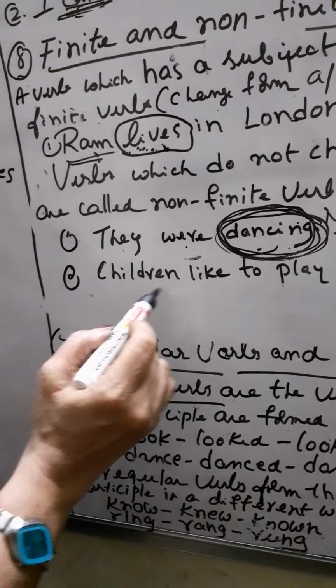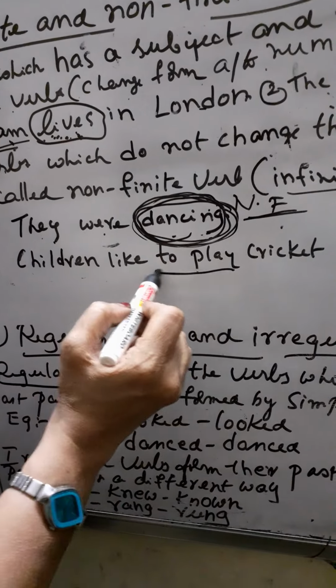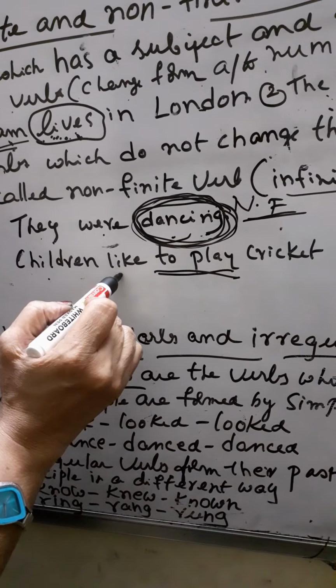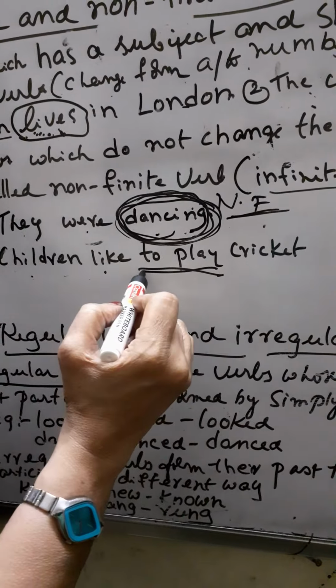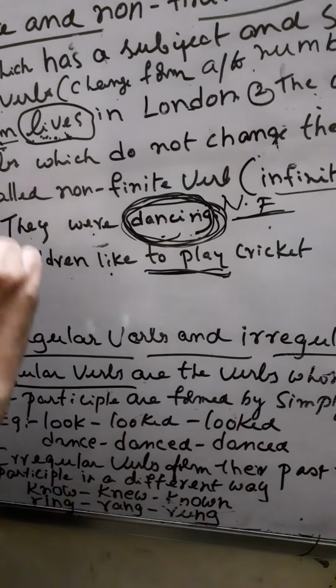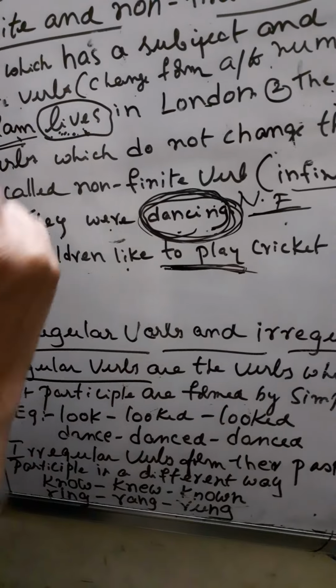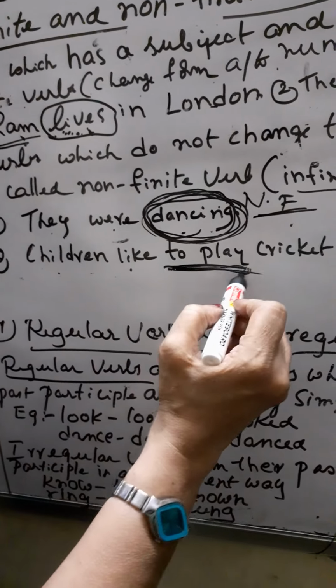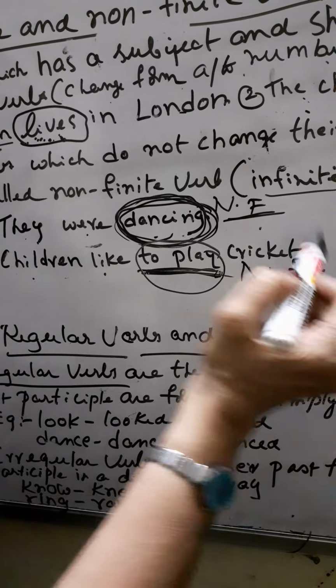Now see, children like to play cricket. To play. Now listen to me. Children like. If I say he likes to play cricket, then also it won't change. She likes to play cricket, then also it won't change. I like to play cricket, it won't change. When it won't change, then it is known as a non-finite verb.